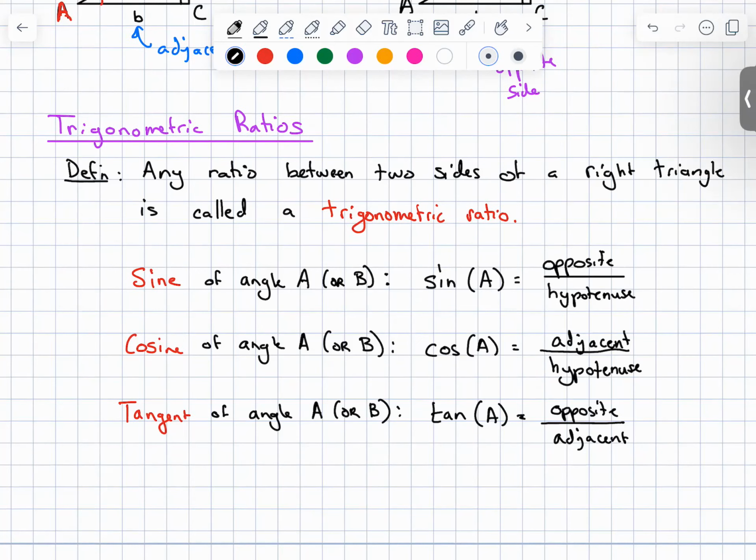Sorry for all the jokes. I've been going off on a tangent. There are so many trig jokes. It's the best. I love trig.